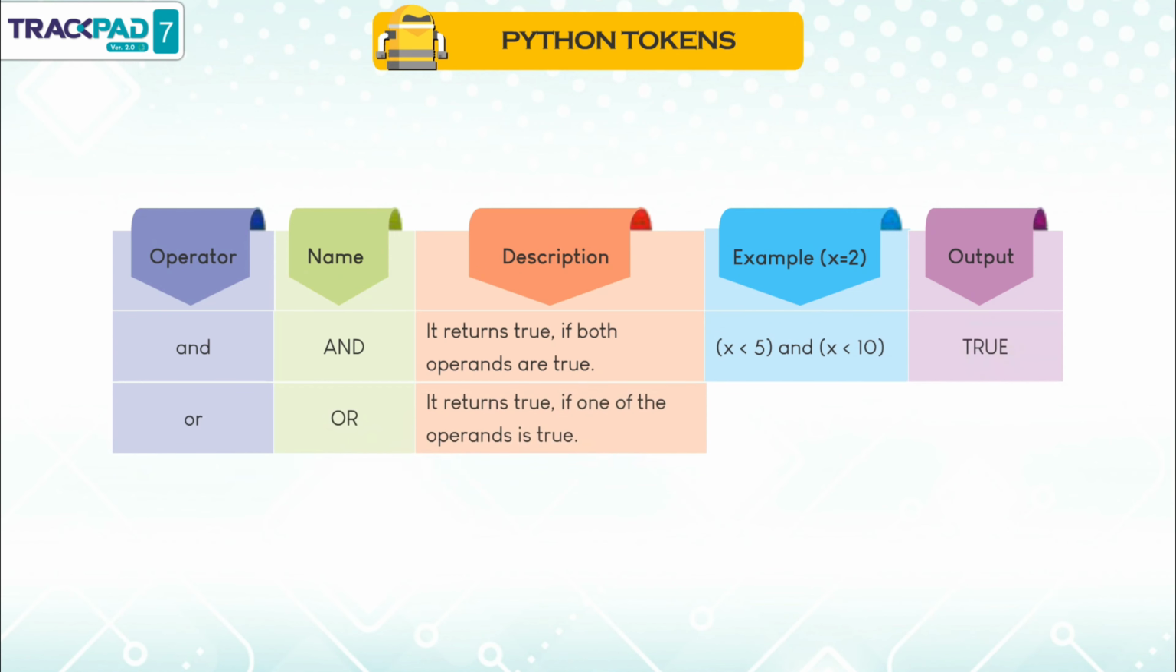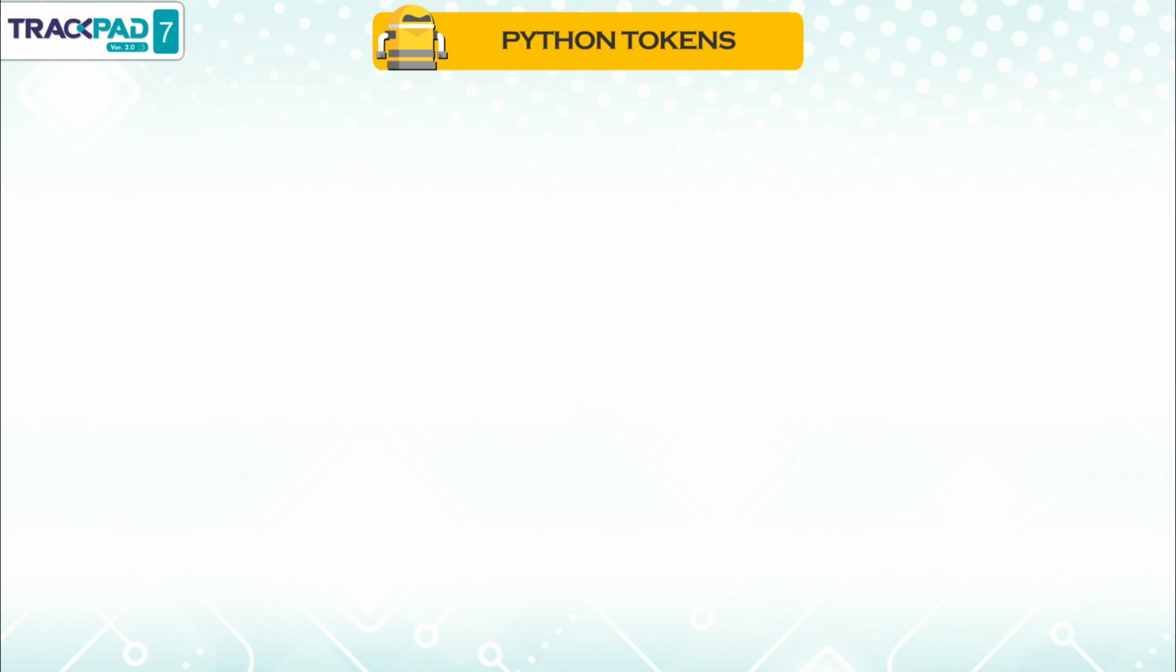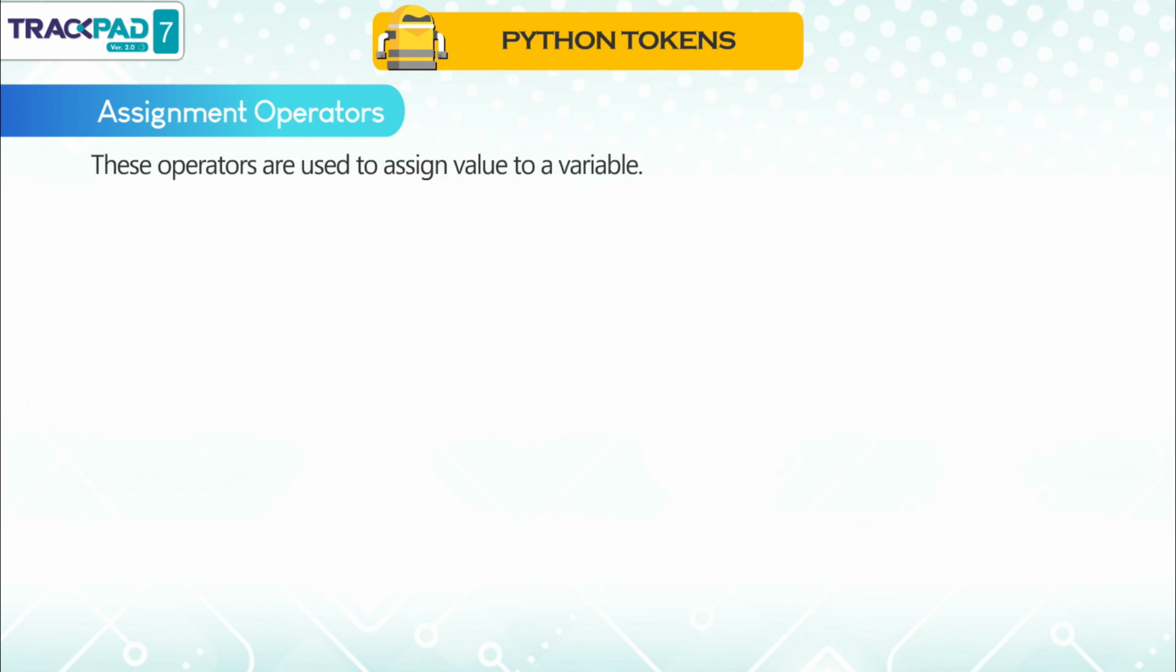Or: it returns true if one of the operands is true. x < 5 or x < 2 is true. Not: it reverses the result, returns false if the result is true or vice versa. not(x < 5 and x < 10) is false.